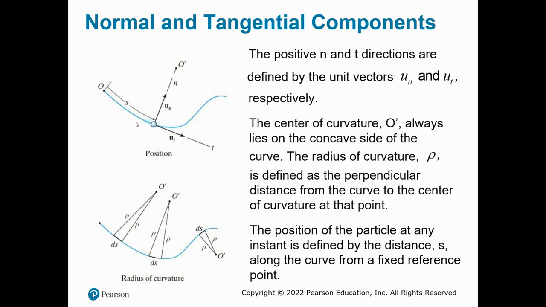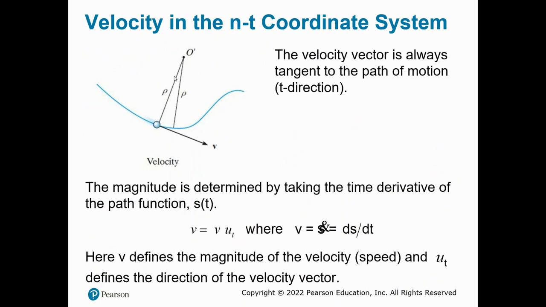The center of curvature O always lies on the concave side of the curvature. And the radius of the curve, rho, is defined as the perpendicular distance from the curve to the center of the curvature at that point. And the position of the particle at any instant is defined by the distance s along the curve from a fixed reference point. Keep going over here. We have our center. Keep in mind that the center O is on the concave side of the curvature.